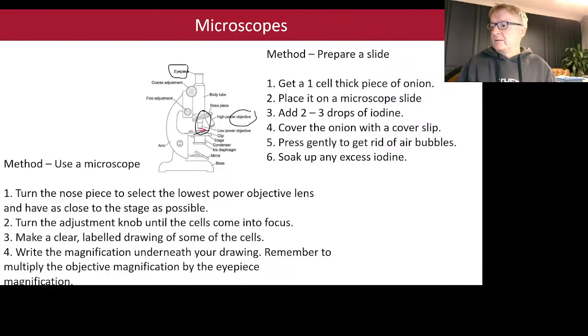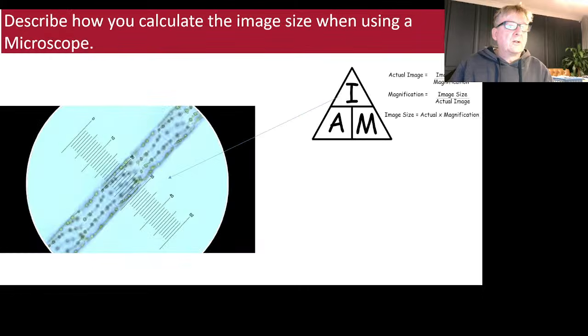Right, so that's the method for the microscope. Equation to calculate. Once you've worked out and given the method, you then need to make sure you remember the AIM equation. AIM or IAM, it doesn't really matter which way you do it. And it's the only triangle that I would probably ever write.